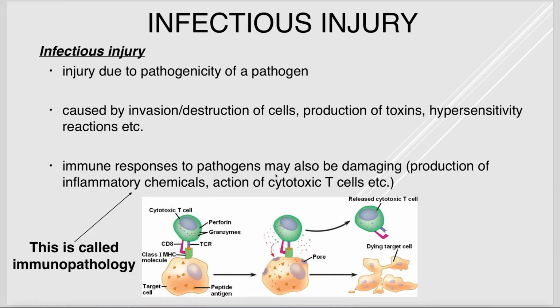So infectious injury, this is due to the pathogenicity of a pathogen. It can be caused by direct destruction of cells by pathogens, the production of toxins by pathogens like bacteria, or even hypersensitivity reactions. Now, a lot of times pathogens don't harm us directly, but our immune system, our own immune system, is the one that's doing the damage, and that is immunopathology.